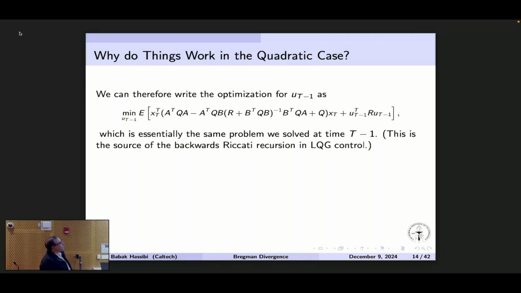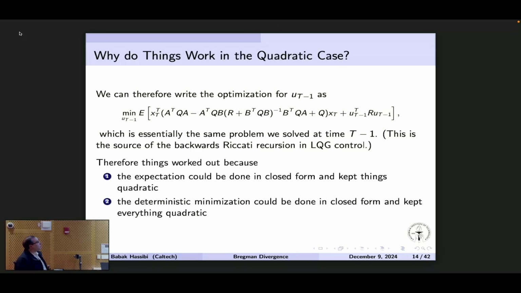I know how to do the expectation here once I replace x_t with u_{t-1}, x_{t-1}, and w_{t-1}. So everything remains quadratic. The expectation keeps things quadratic. The minimization keeps things quadratic. And so tracking what happens to this center matrix, this object, is really what this Riccati recursion is, for those of you who know what it is in control. It runs backwards in time.